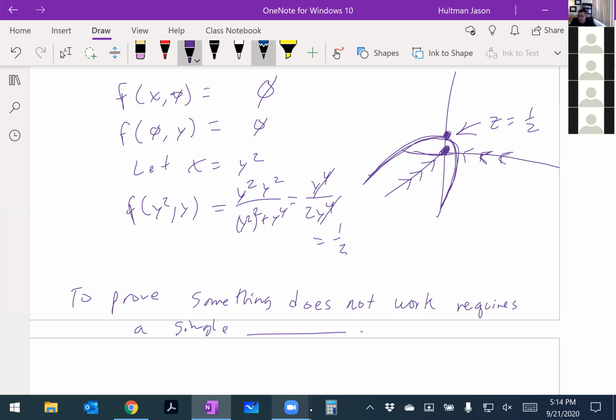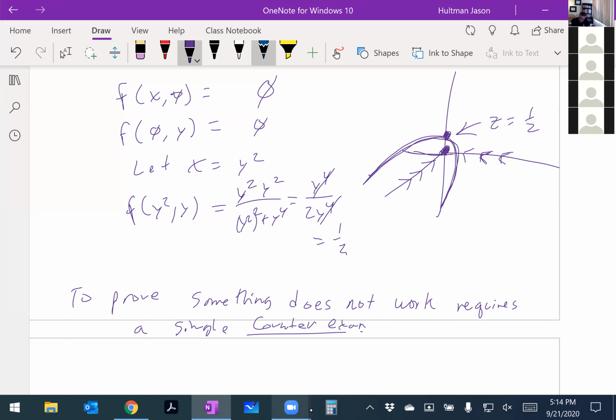That's the other side of the coin. To prove something doesn't work requires a single what? A justification, maybe? A single justification on why it doesn't work? Oh, never mind. If something doesn't work, it requires a single what? Like a single piece of evidence, maybe? No. Okay, it's much easier to prove something doesn't work than something works all the time. Yeah, thank you, Long. It is a counter example. Very good. It's a single counter example.